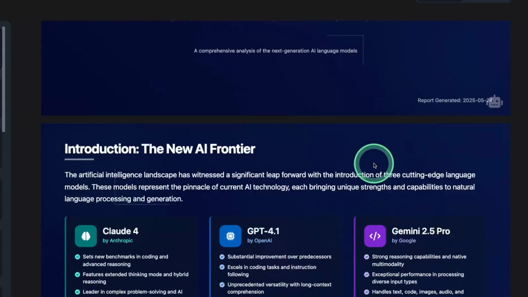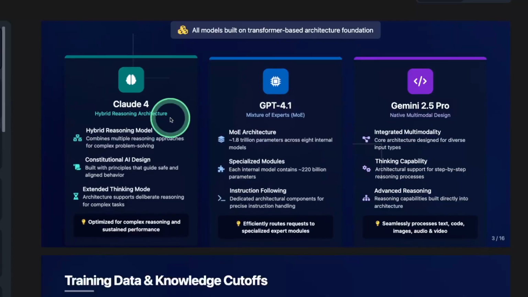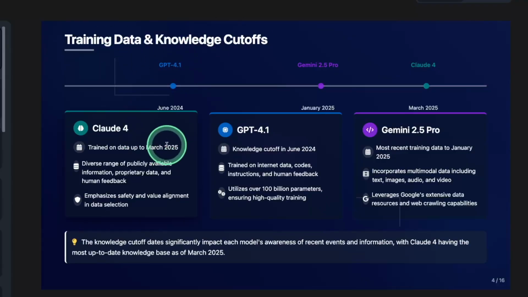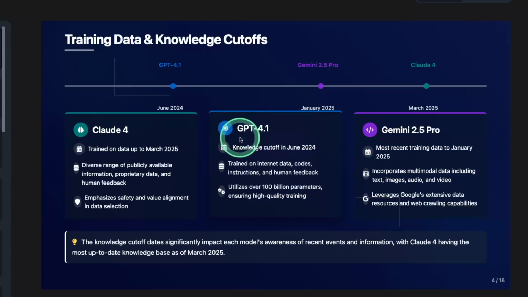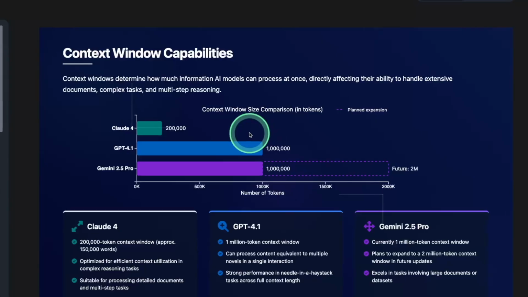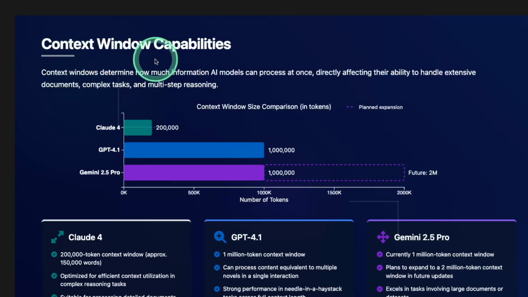So here is a detailed preview of the comparison, comparing AI titans, Claude 4, GPT 4.1, Gemini 2.5 Pro, and also it's animating. New frontier, clear comparison, training data and knowledge cutoff, Claude up to March 2025, GPT 4.1 June 2024, Gemini 2.5 Pro January 2025. And here is the context window difference. Claude 4 got released just yesterday, but you can see it took accurate information. Claude 4 200 context window, GPT 4.1 and Gemini 2.5 Pro 1 million context window.